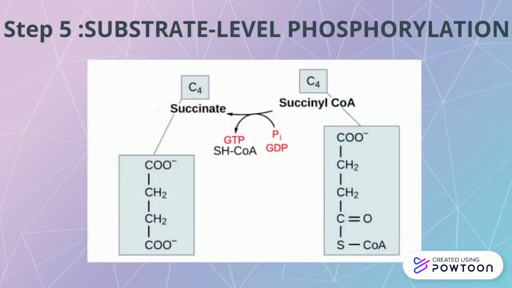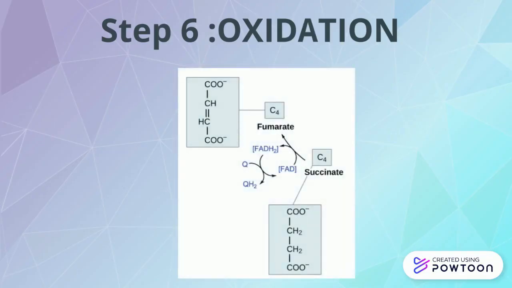Next, step 5 is substrate-level phosphorylation. Succinyl-CoA will lose CoA, forming succinate. Phosphate is transferred into GDP, forming GTP. ADP receives phosphate group from GTP, forming ATP through substrate-level phosphorylation. Step 6 is oxidation. When 2 hydrogen atoms are transferred to FAD, succinate is oxidized to fumarate. FAD is reduced to FADH.